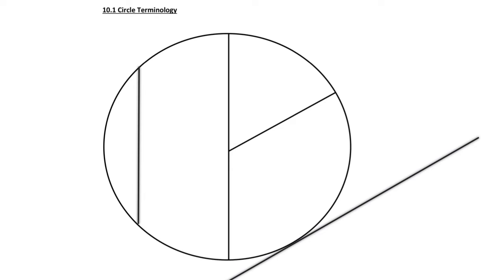10.1 Circle terminology. So what we should know is that right in the middle here is the centre of the circle. From the centre of the circle out to the edge, the name of that line is called a radius. And from one side of the circle to the other, passing through the centre, is a diameter. Any other line that passes from one side of the circle that doesn't go through the centre is called a chord.